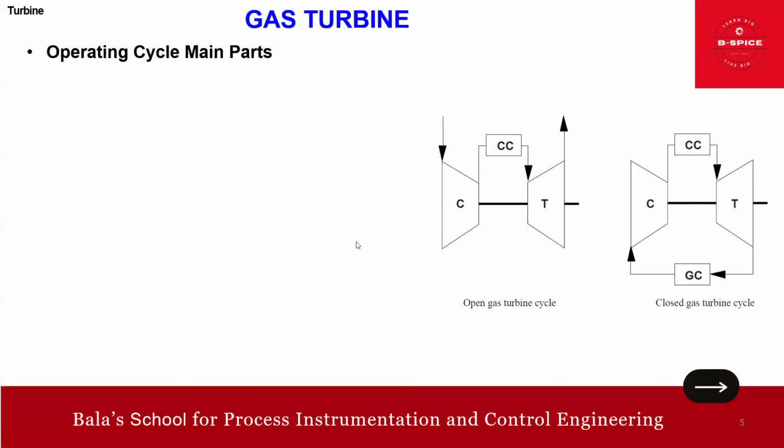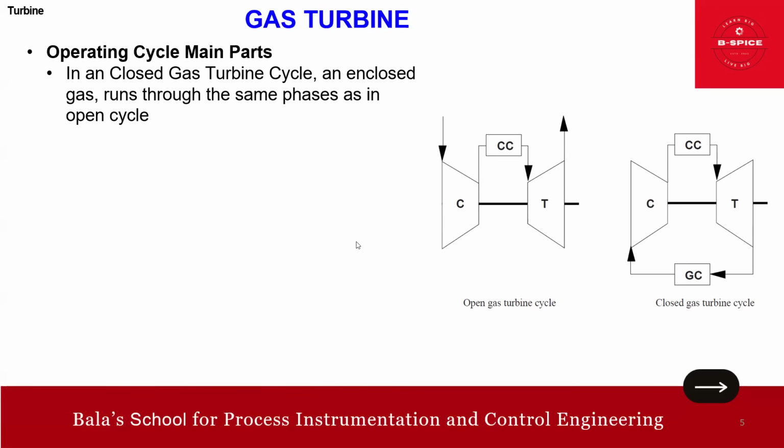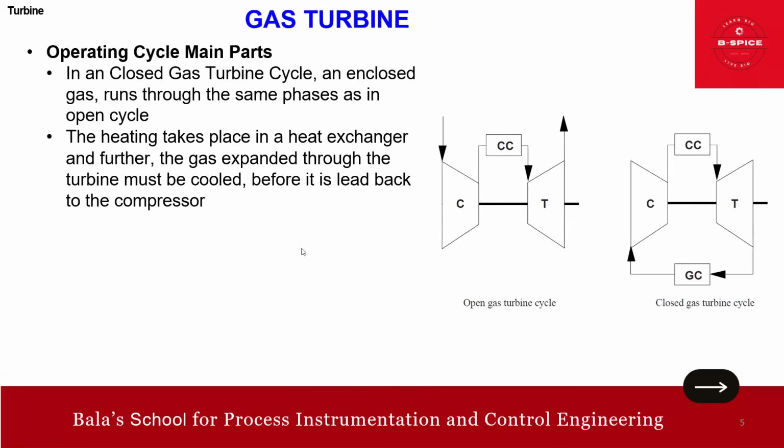Okay. Now let us see the closed gas turbine cycle. Here, an enclosed gas runs through the same phases as in the open cycle, meaning compressor, combustion chamber, and turbine. Same thing. So the only difference is here. It is coming back using this gas cooling, right? So the heating takes place in the heat exchanger and, after further expansion through the turbine, the gas must be cooled here. It is cooled before it leads back to the compressor. So this is about the closed gas turbine cycle.